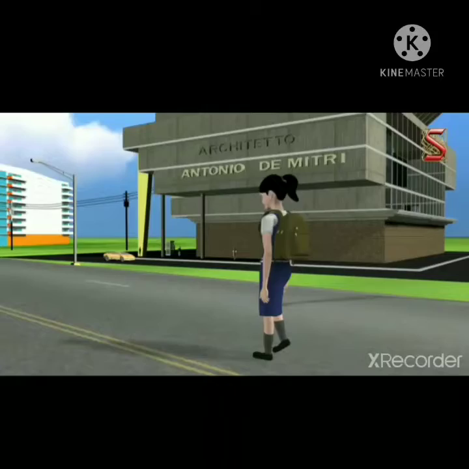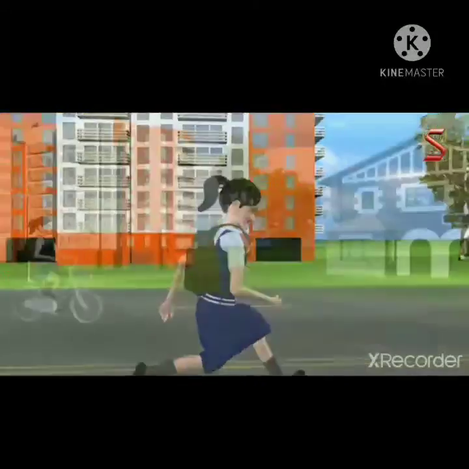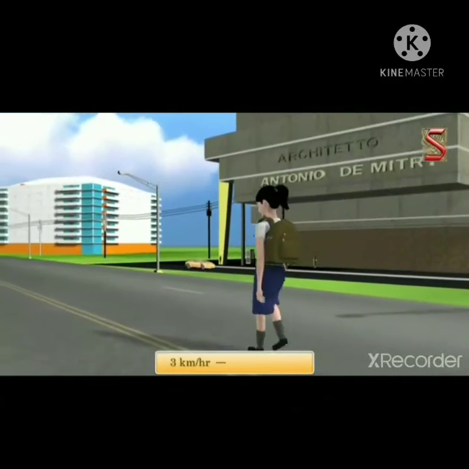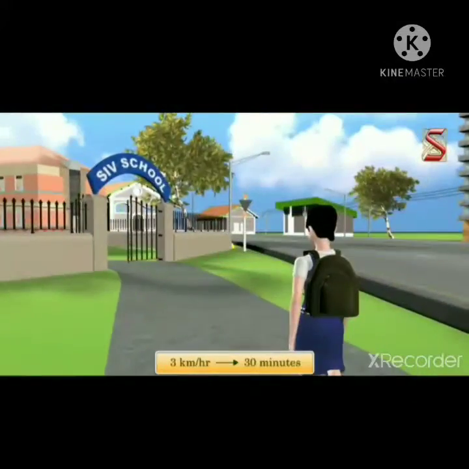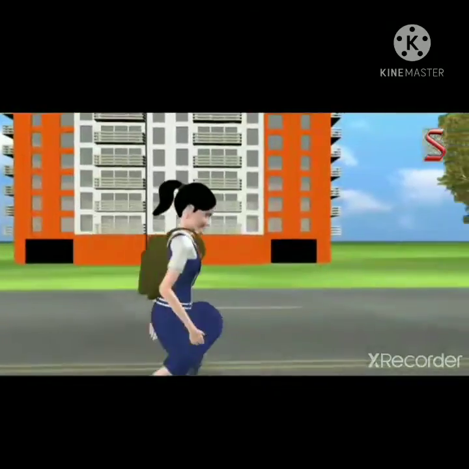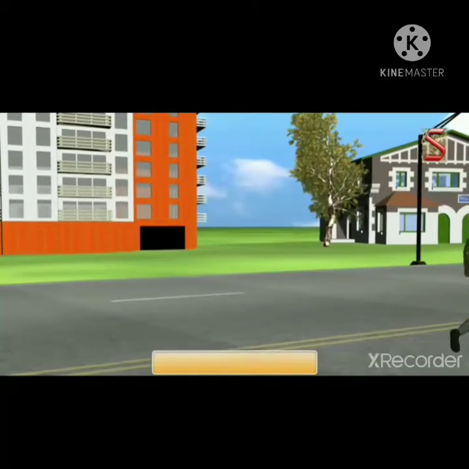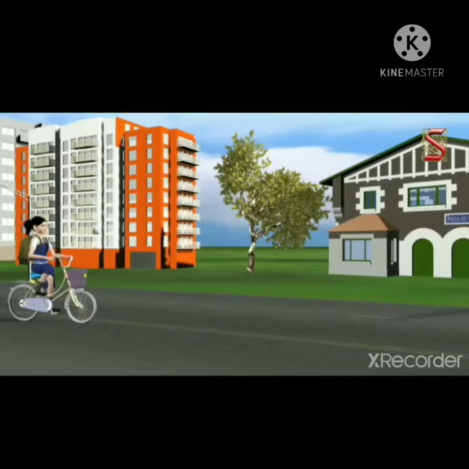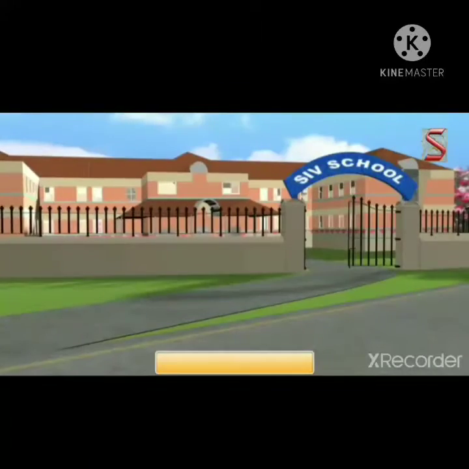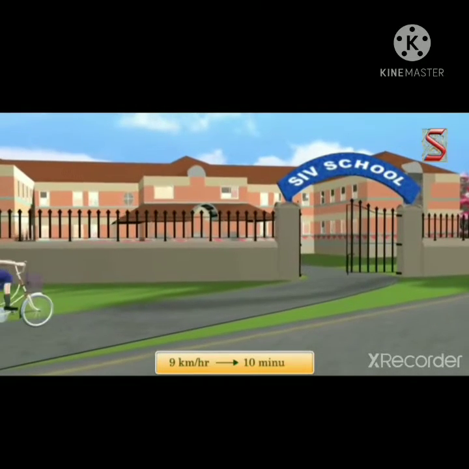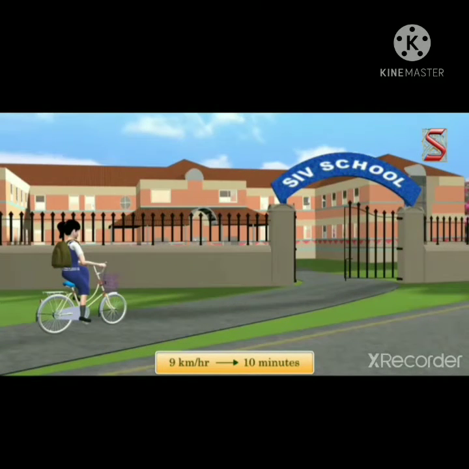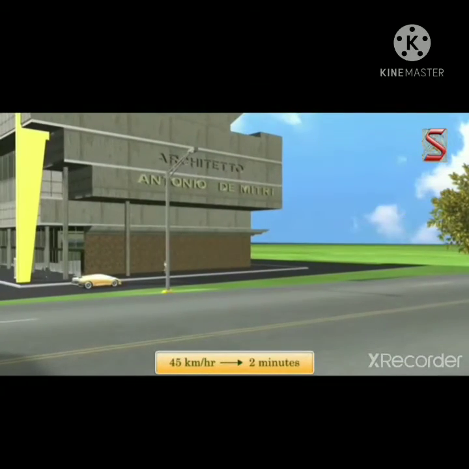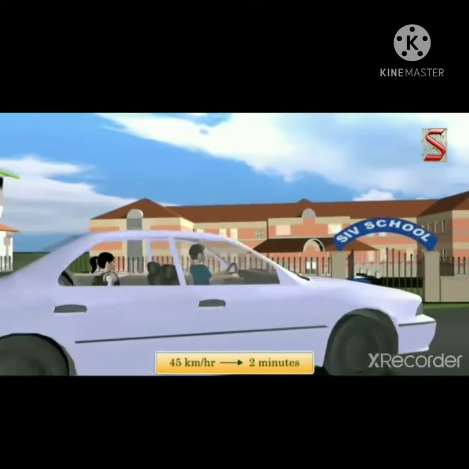Look at this situation. Here we see a girl using different ways of going to school. If she walks at the speed of 3 km per hour, she reaches the school in 30 minutes. If she goes by running at the speed of 6 km per hour, she reaches the school in 15 minutes. If she goes by cycling at the speed of 9 km per hour, she reaches the school in 10 minutes. If she goes by car at the speed of 45 km per hour, she reaches the school in 2 minutes.